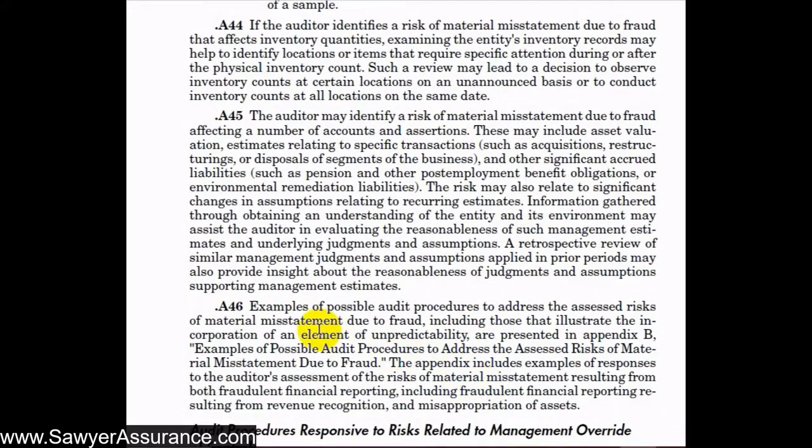And so this section has also provided us in Appendix B some examples of possible audit procedures to address the assessed risk of material misstatement due to fraud. And these also help us to comply with the requirement to incorporate an element of unpredictability. So let's go down to this Appendix B and take a look at some of the examples that they provide.